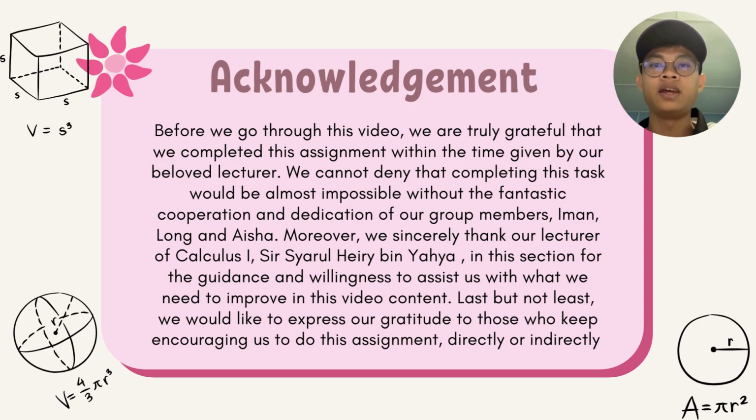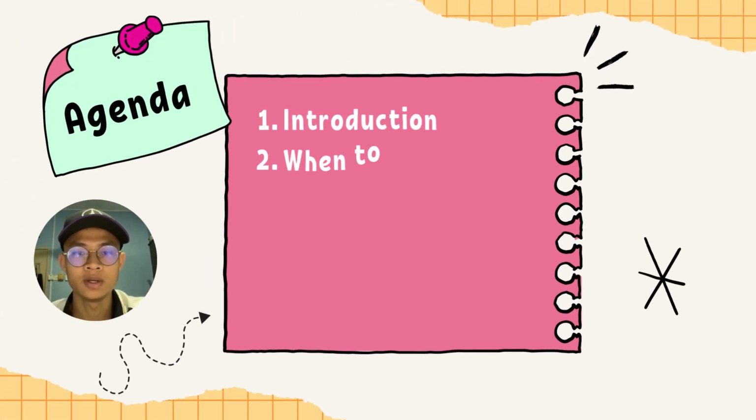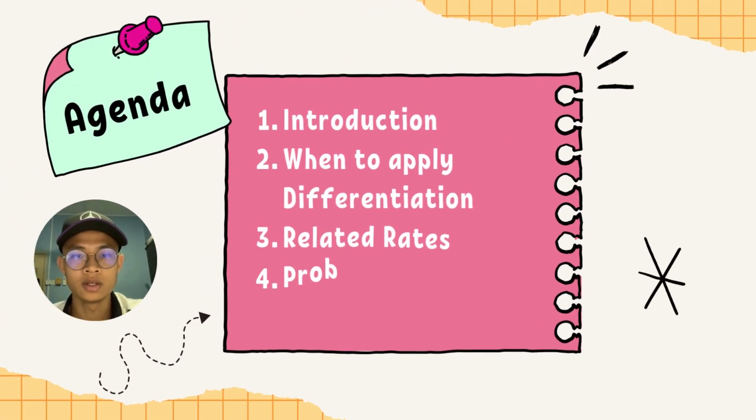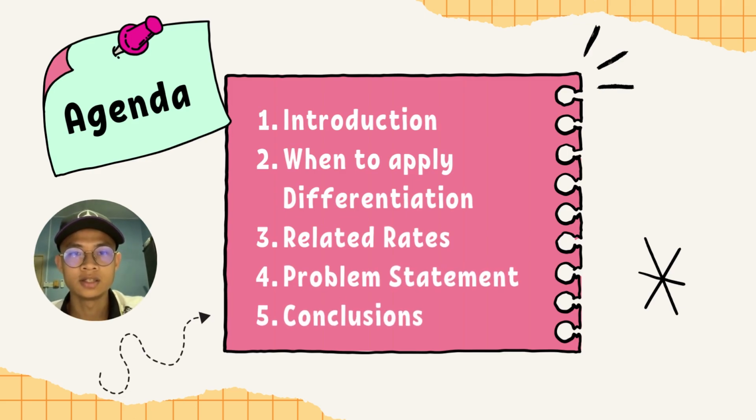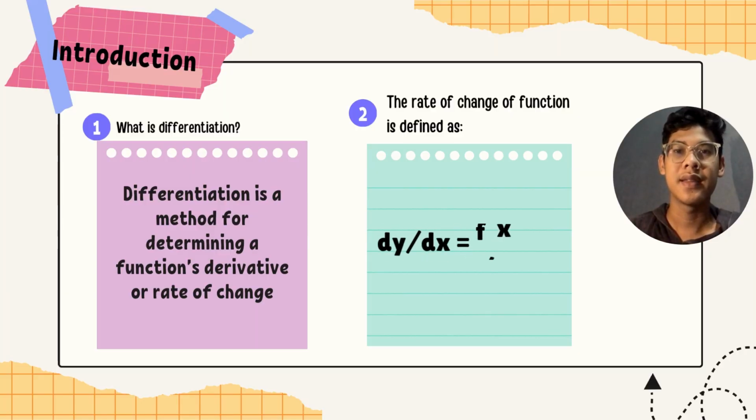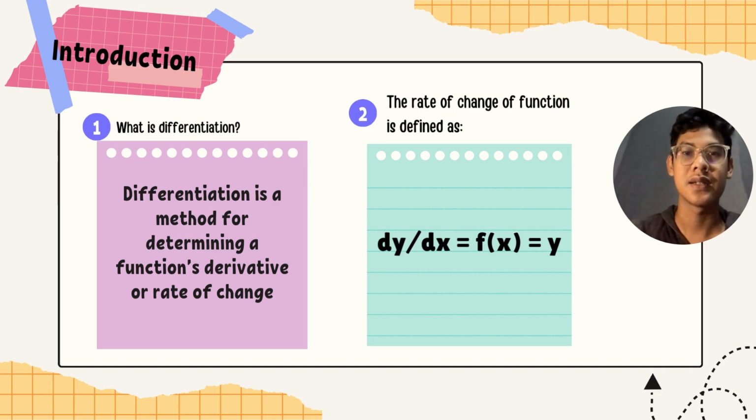In this video, we are going to talk about introduction, when to apply differentiation, related rates, problem statement, and the last one is conclusion. What is differentiation? Differentiation is a method for determining a function's derivative or rate of change. The rate of change of a function is defined as dy over dx equal to f(x) equal to y.